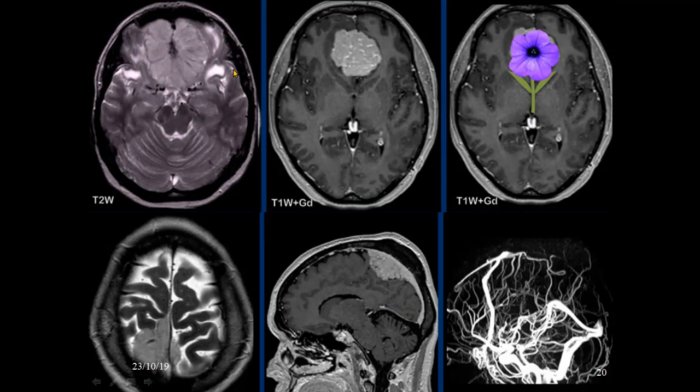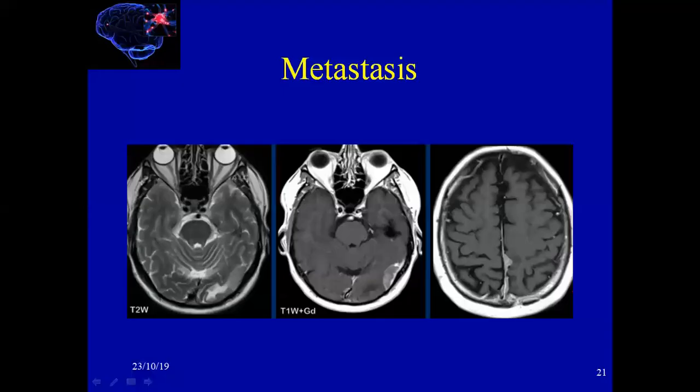This is like a flower here in the anterior fossa of the brain. Here is the sagittal sinus meningioma. As you see here, this is occlusion of the superior sagittal sinus. Another focal enhancement of the dura, we have metastasis to the brain. We have here metastasis in T2.